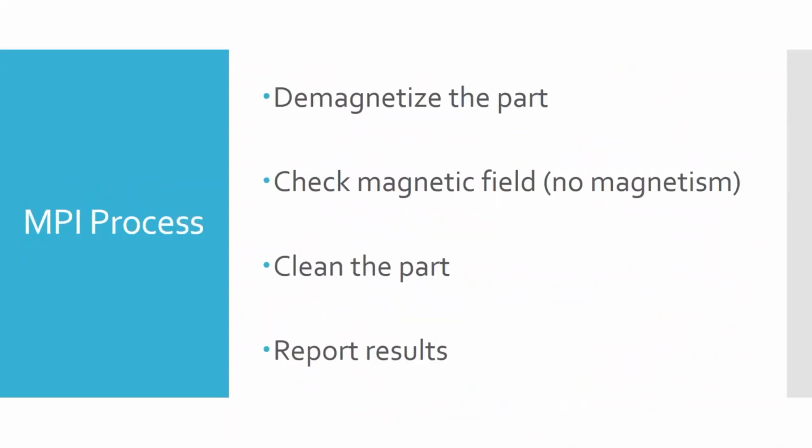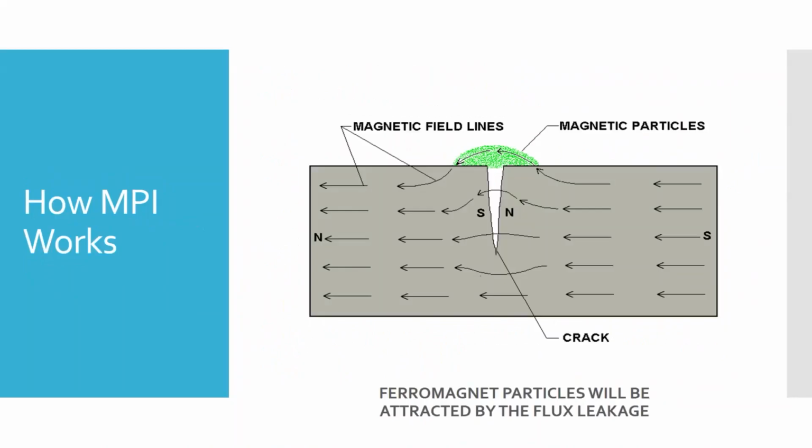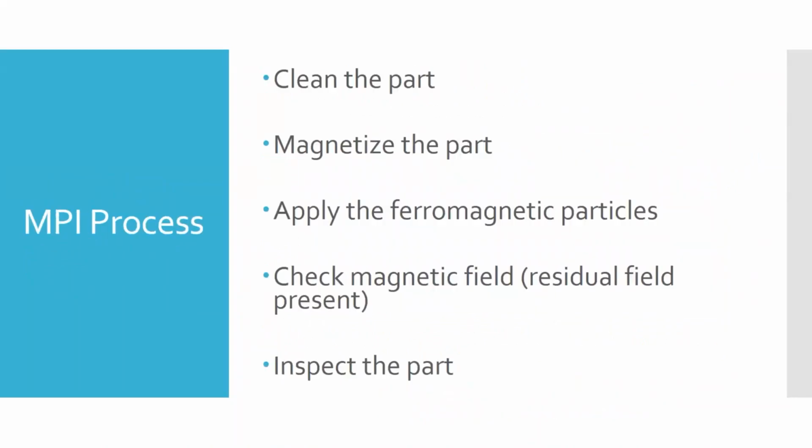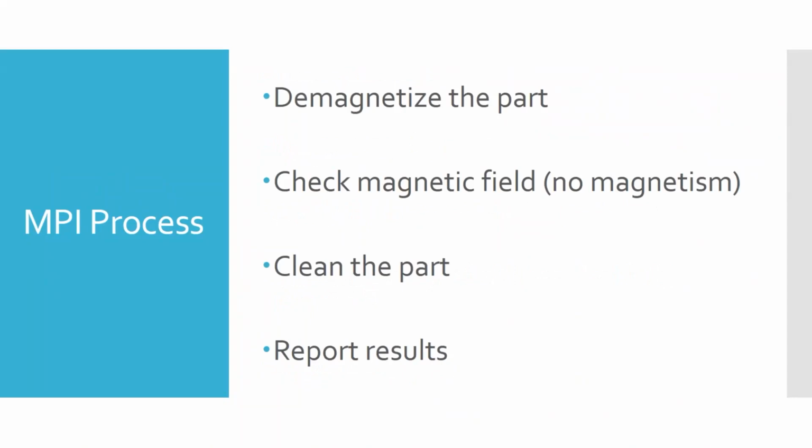So we went through the MPI process. Just a quick summary. We need to clean the part, magnetize it, apply the particles, check that it has a field, inspect. When we're done inspecting, we want to demagnetize. And again, verify that the field's gone by checking it. We clean off the inspection materials, clean off the carrier solution and particles, and then we've got our results.